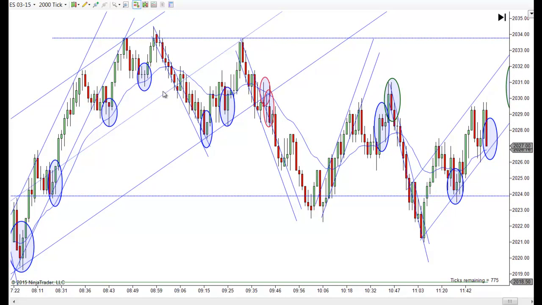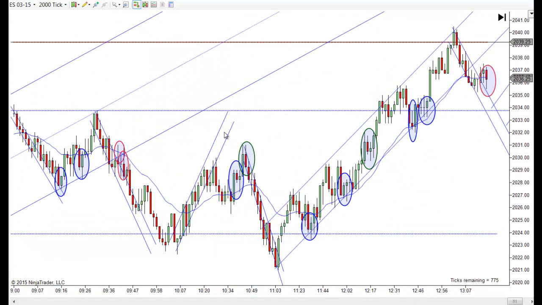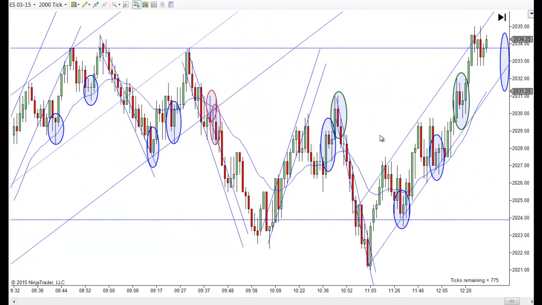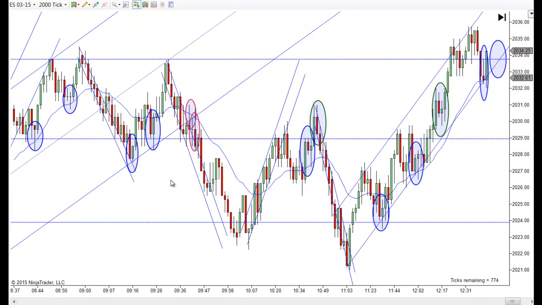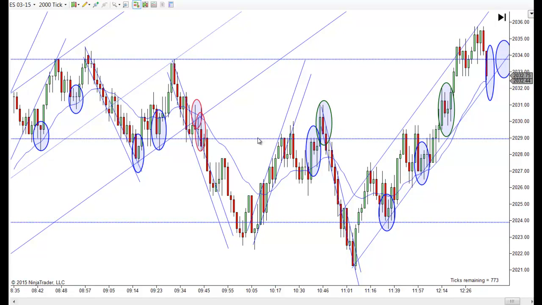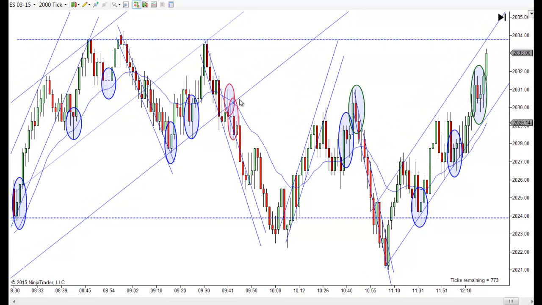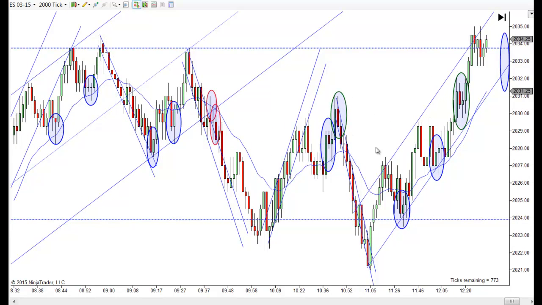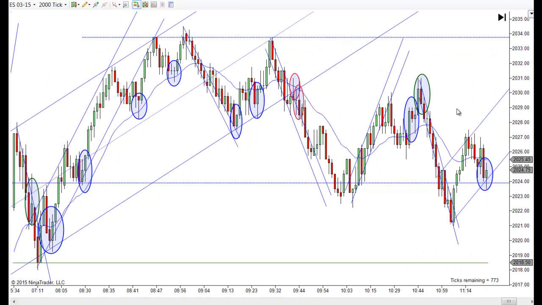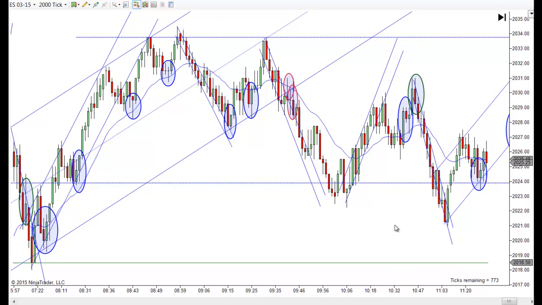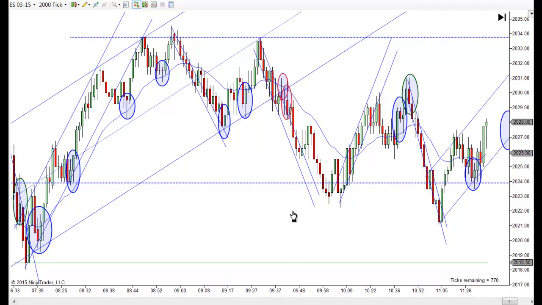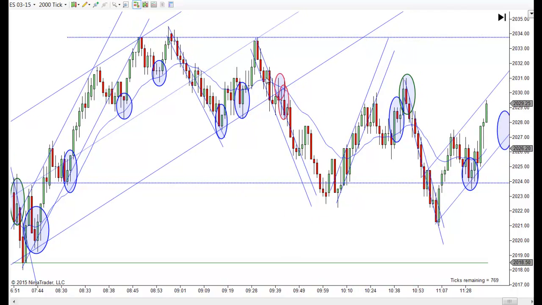For whatever reason, we were getting a lot of resistance in here, all the way across here. And you can look at it after the fact, and there's probably a midline right in there. Let's just copy that and move it down. You can see, yeah, there's a midline in there. And it was acting as support, and then it acted somewhat as resistance. So that's probably what was going on with these moves right in here. This was more of a range, even though I wasn't thinking so much range at that point in time. But anyway, now you're moving down.